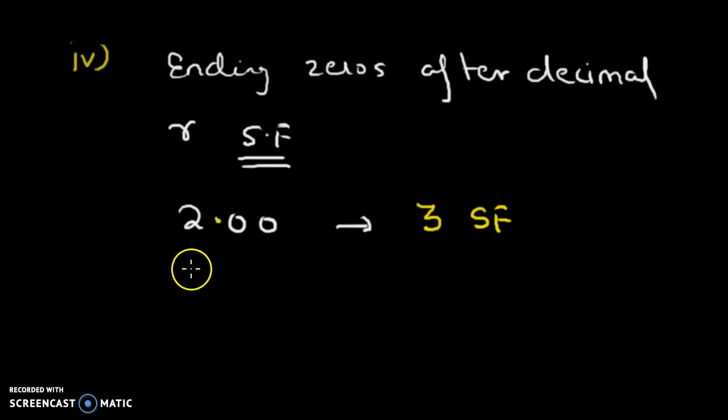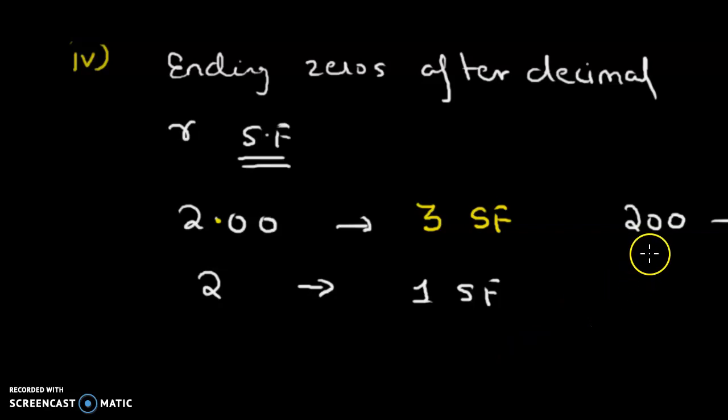So that means that represent this. How many significant figures are here? Only 1. Okay, if I say 200, how many significant figures are here? In case of the 200, only 1, because these zeros are not after point, are not after decimal.